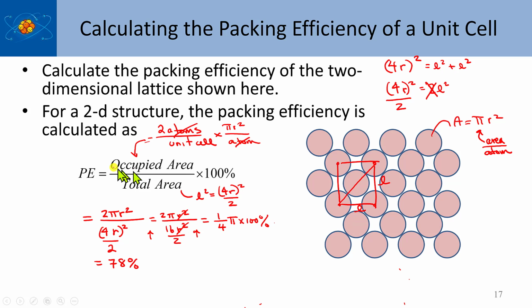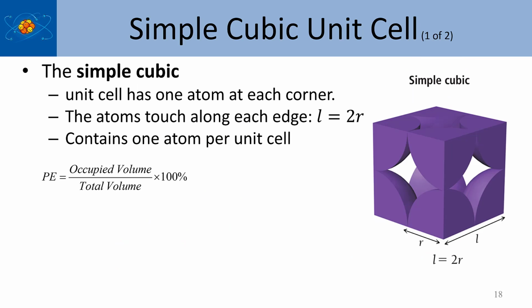You basically calculate the occupied area, divide by the total area, and you end up getting the percent of occupied space, and that's my packing efficiency. So as an example, I'll do the packing efficiency for a simple cubic unit cell, and we'll do the calculations based on this diagram that's shown over here. The cell length is L, and the value for L is actually equal to 2 times the radius.